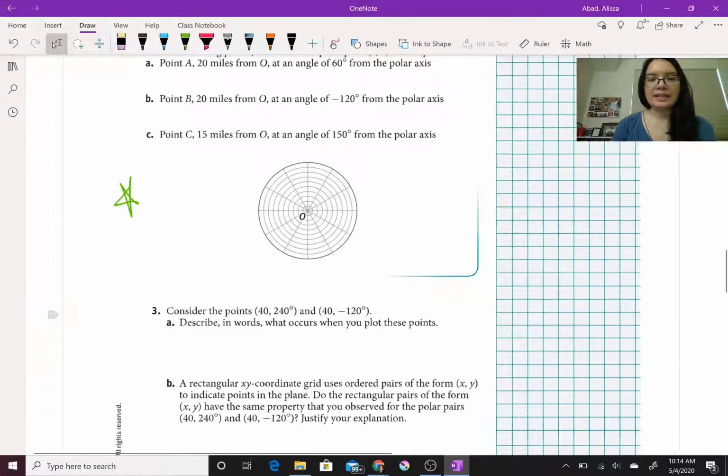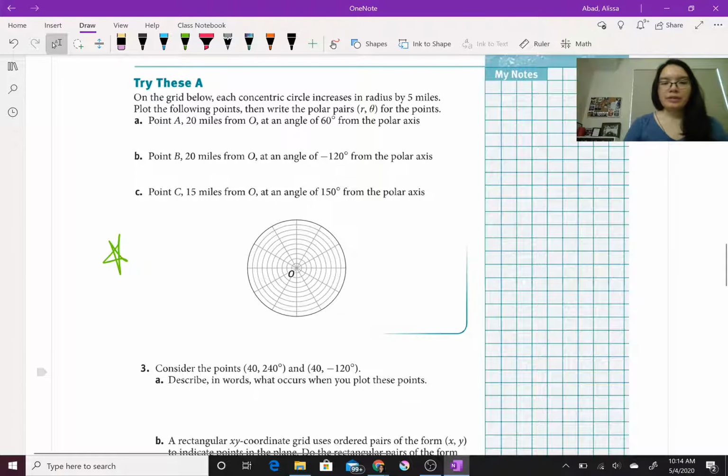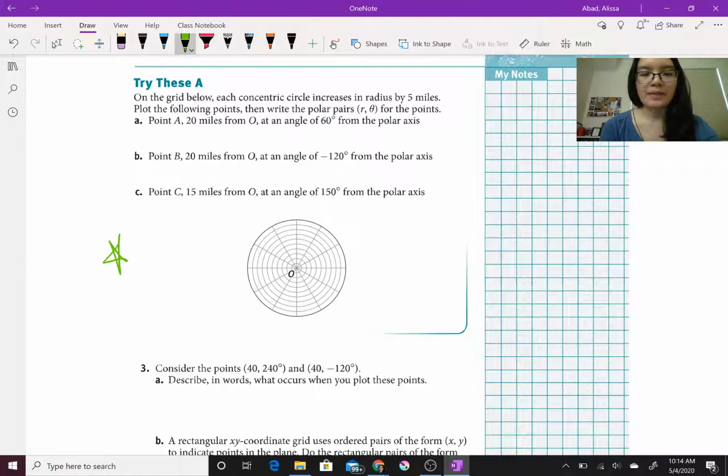I want to show a couple other examples here. Okay, so this one, again, each concentric circle is increasing in radius by 5 miles, so that's each of the tick marks. For point A, it's showing 20 miles from the origin at an angle of 60 degrees. So I will go out 20 miles here, by increments of 5: 5, 10, 15, 20, or you can say 4 units. That's the distance from the origin. And then I'm going to go 60 degrees, so that would be here.